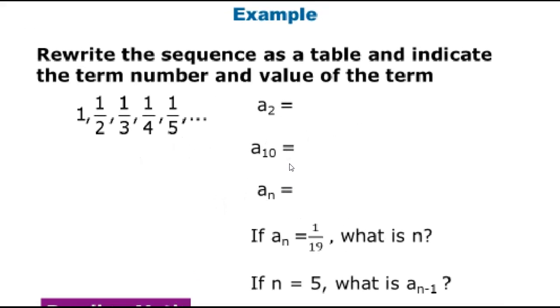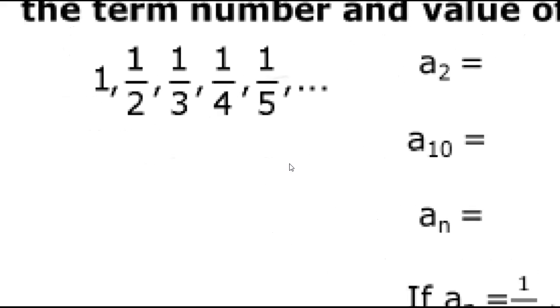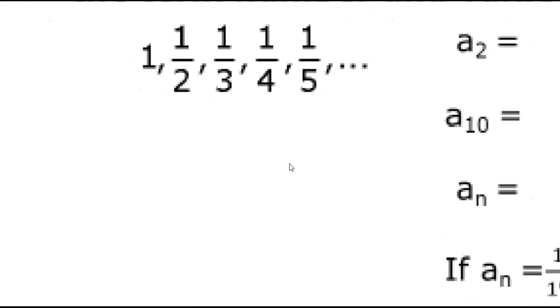Now, before we get into how to create the equations for these sequences, let's take a look at this sequence right here. We have 1, 1/2, 1/3, 1/4, 1/5. Now, these are on the bright pink note page. Not only does each term have a value, but it also has a position number. Now, if I'm looking at this first term, 1, this is in position A1.